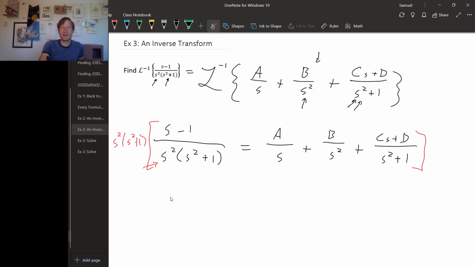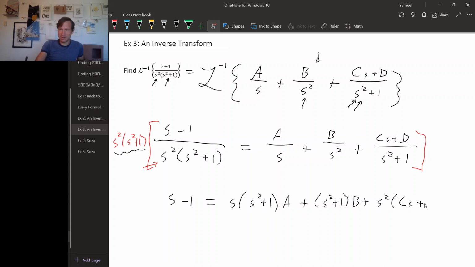So on the left-hand side, we get s minus 1. On the right-hand side, you have to be careful to distribute this thing and then cancel everything that cancels. But we're going to get s times s squared plus 1 times a plus s squared plus 1 times b plus s squared times cs plus d.